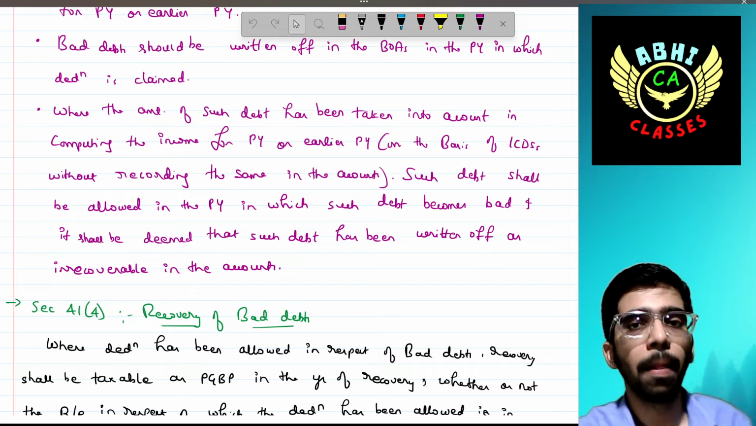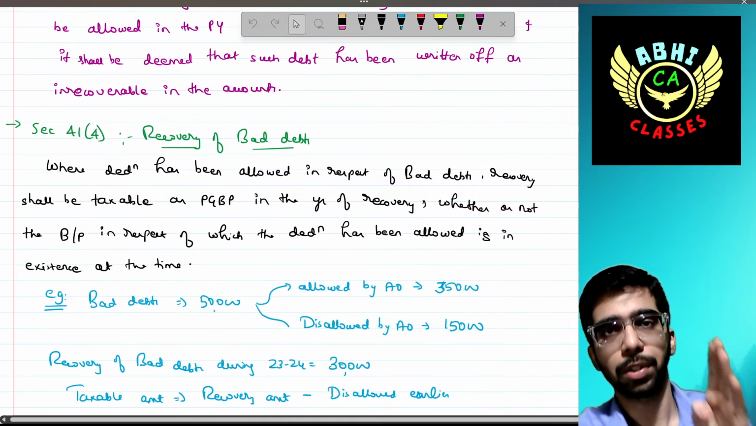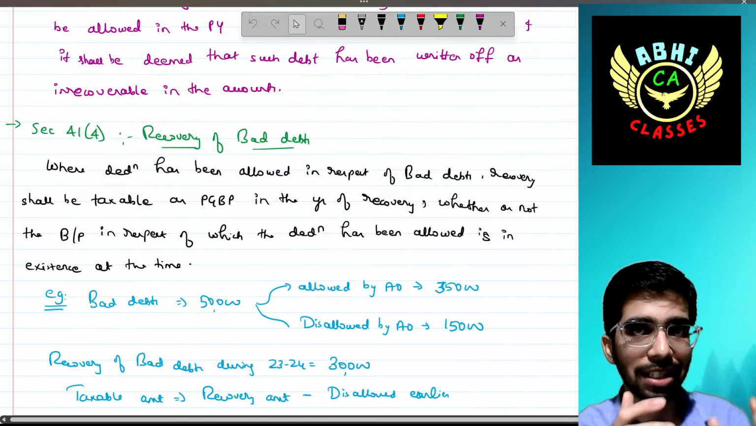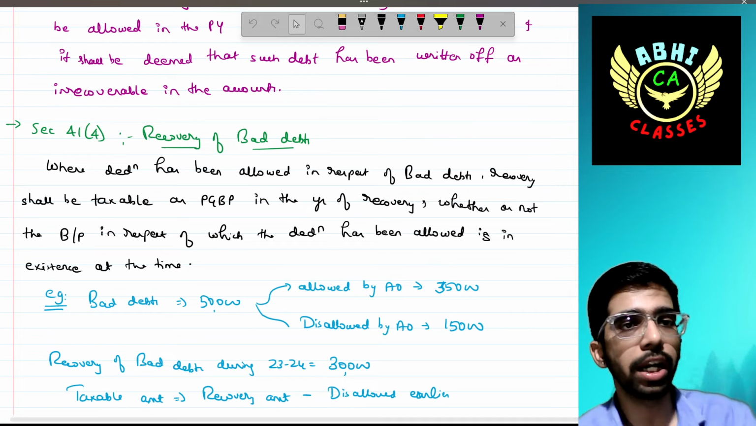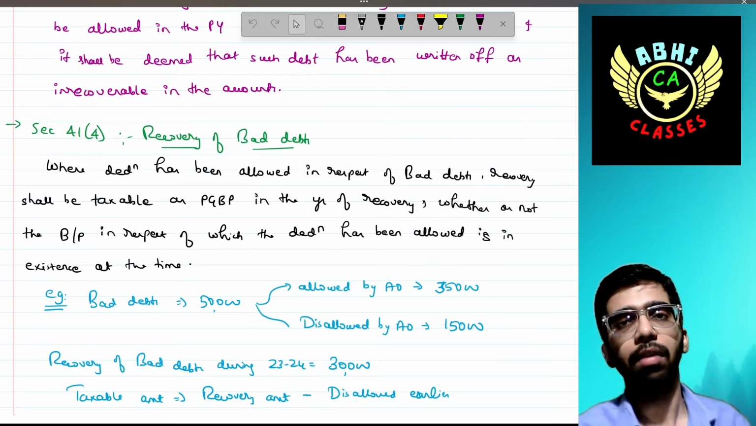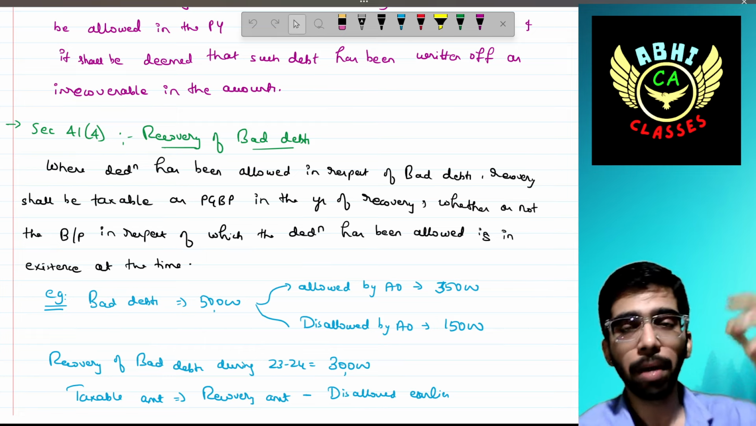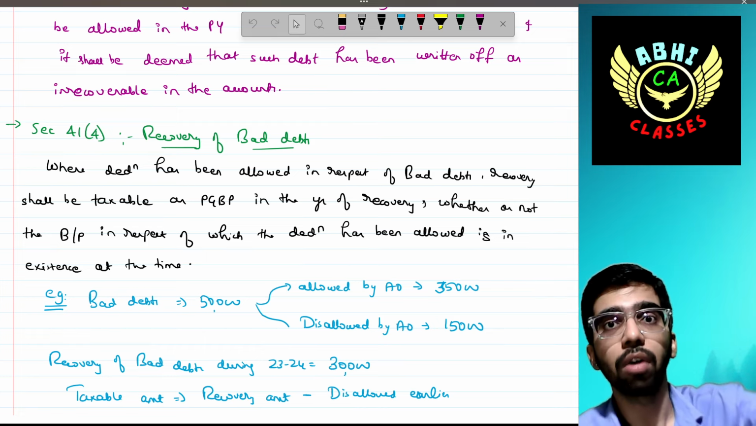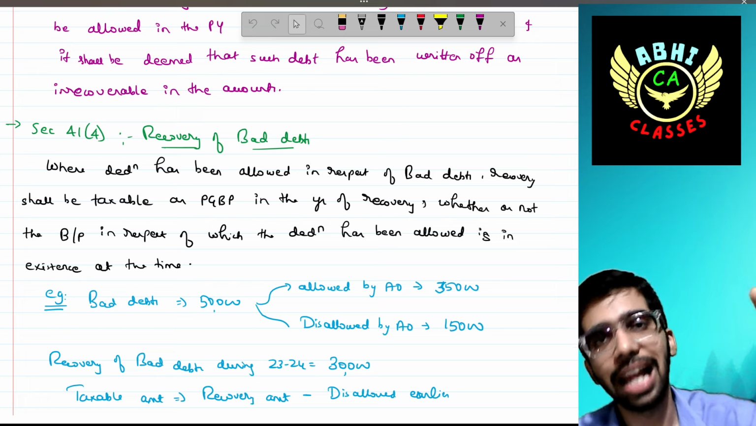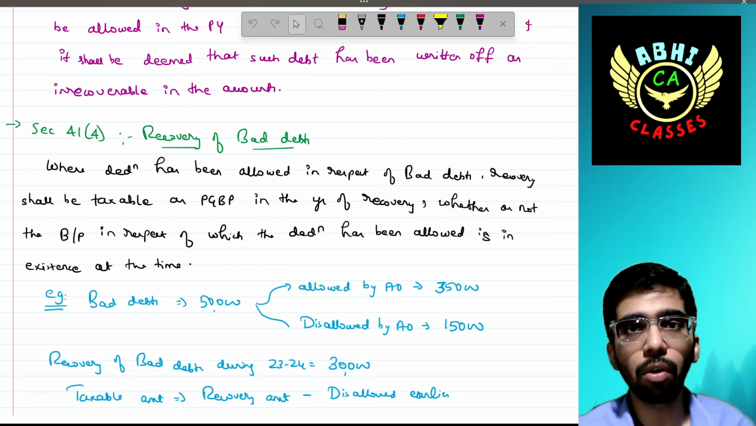Okay. Next, Section 41 subsection 4. Why are we discussing it now? Because it is related to bad debt. It says recovery of bad debt. You have written off the bad debts in the books, and you are claiming them as allowable expenditure on the above criteria.